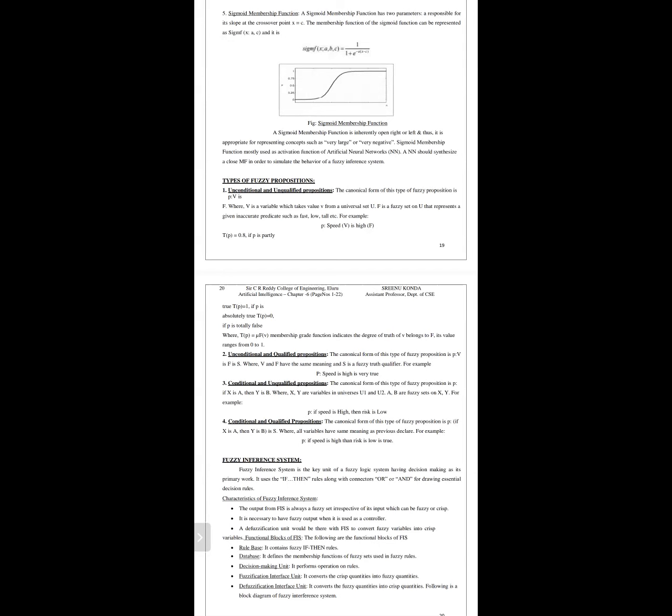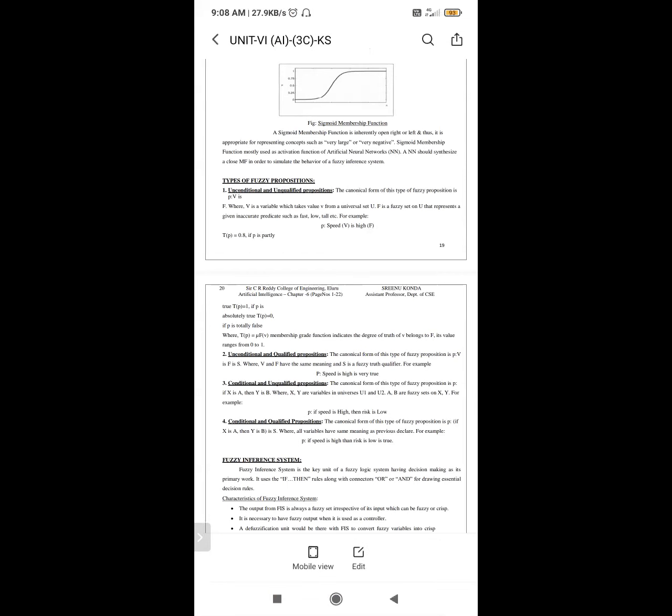Next one is conditional and unqualified proposition. This fuzzy proposition is defined like this: P colon, if x is A, then y is B, where x and y are variables in universes U1 and U2, and A and B are fuzzy sets on x and y. For example, P: if speed is high, then risk is low. That is conditional and unqualified proposition.